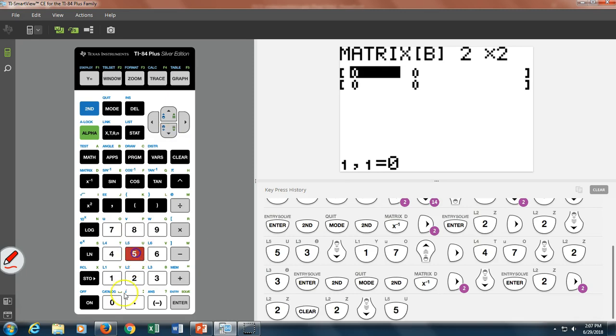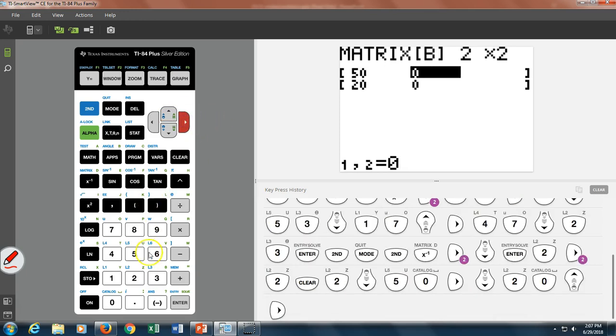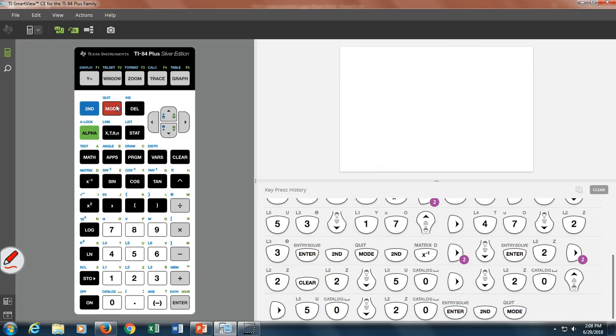And if you're doing this along with me, remember the numbers in the first row will be 50s. Numbers in the second row will be 20s. I notice, at least on my calculator here, I had to go down before I could go over. Now, I don't know if that's true of yours. I don't know if that's just something funny going along with this one. But anyway, experiment to get into the various places here. Okay, and there we are, 50, 50, 20, and 20. So we'll get out of this thing here. So we entered our matrices.